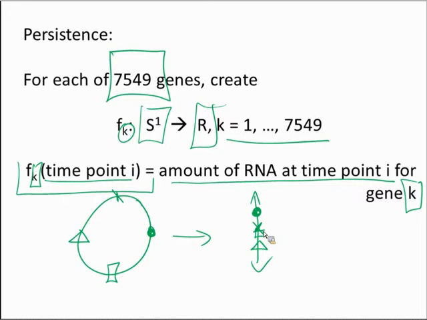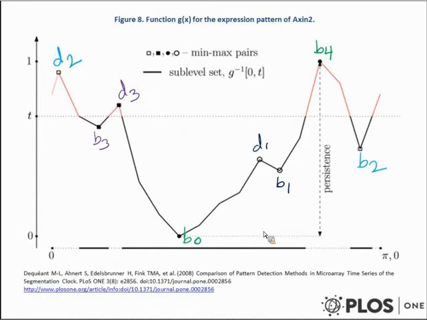Okay. So this is an example of the gene expression pattern of Axin2. Our function f_k is going to be modified quite a bit. We will talk about how it will be modified. It will, for example, be normalized to live between 0 and 1. So we'll assume all the modifications have been made, and this is now our function that is related to the expression pattern of Axin2. So we can see here the expression is pretty high.